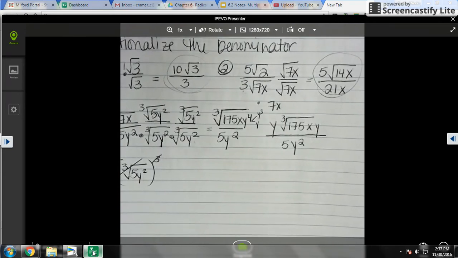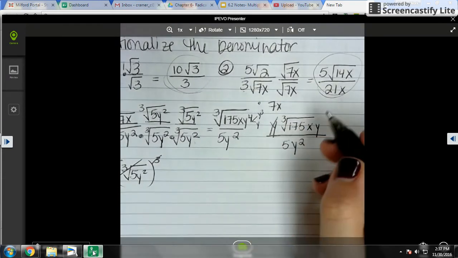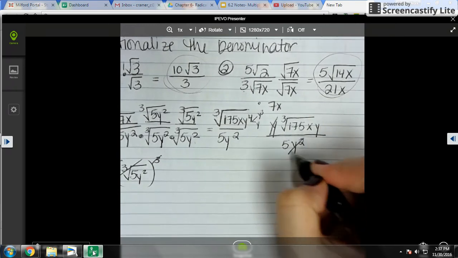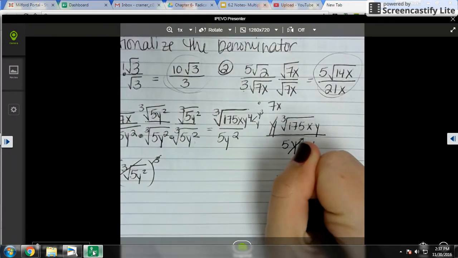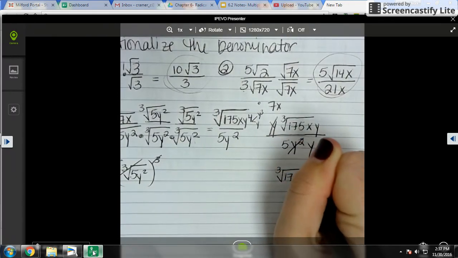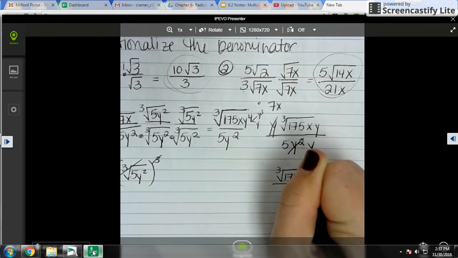And then even more so, we can simplify with this 1y on top with one of the y's on bottom and change that into just y. So our final answer would be cube root of 175xy over 5y.